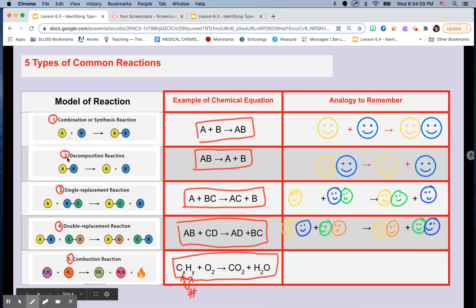So please make sure you have the names of each of these reactions and their general structures. In the next slide, we're going to go over some practice problems of how do we use these structures to identify what type of reaction we're looking at.